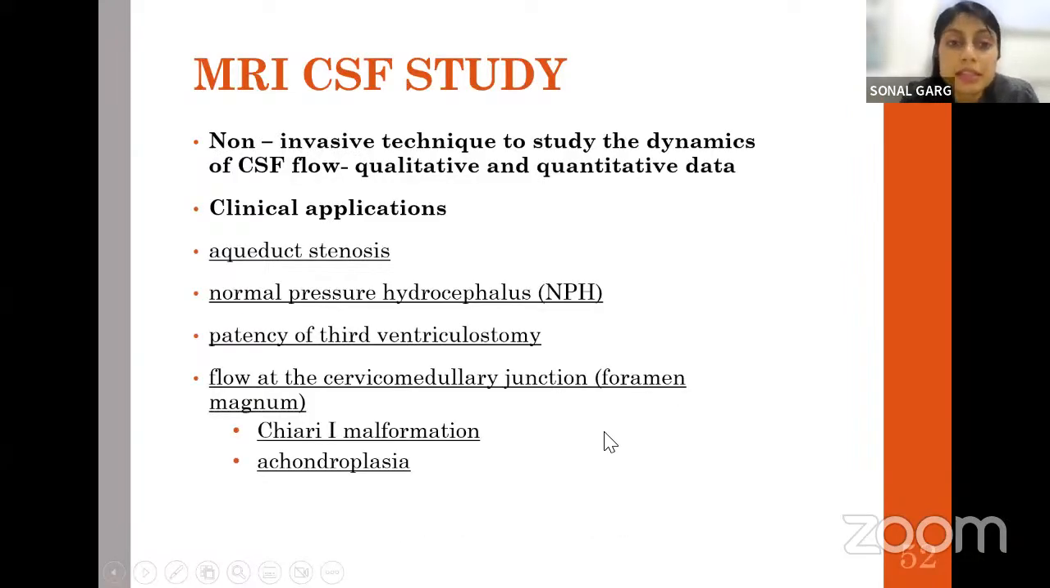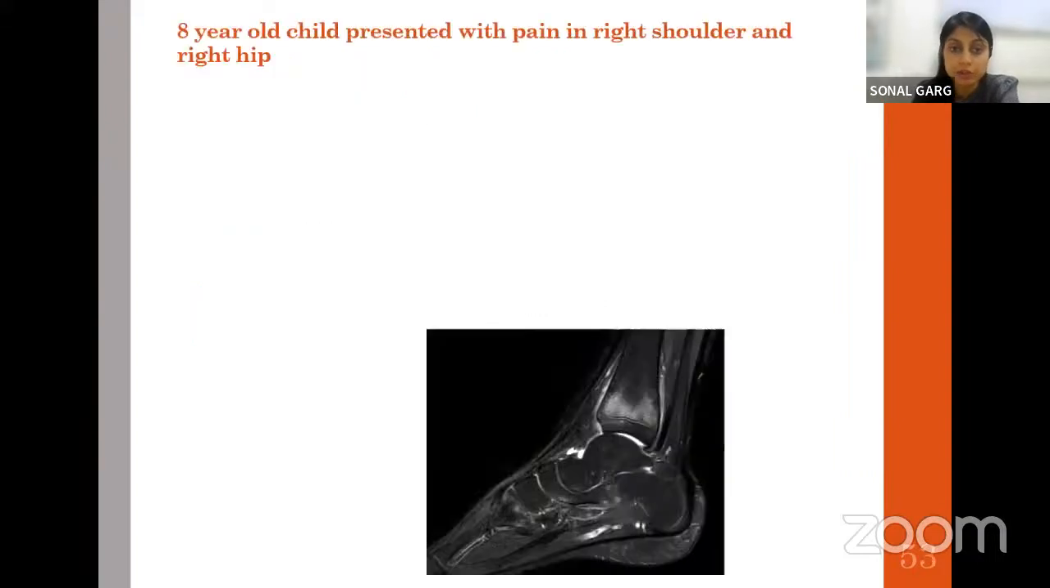So the MRI CSF study is a non-invasive technique. Again, it is non-invasive, does not need contrast. It helps us to study in real time the dynamics of CSF flow. And clinical applications in children are to diagnose aqueductal stenosis. You can look for the patency of a third ventriculostomy. You can also follow the flow at the cervicomedullary junction, like in Chiari 1 malformation, achondroplasia, etc.